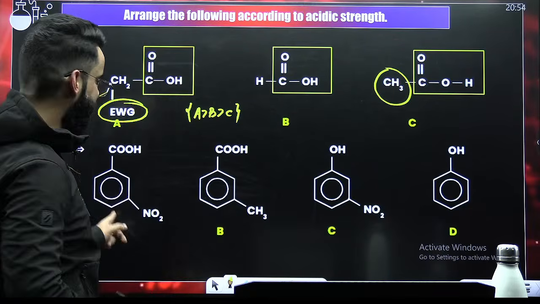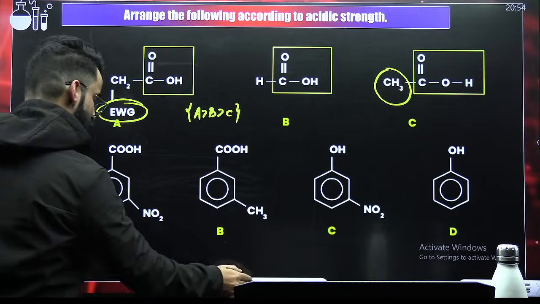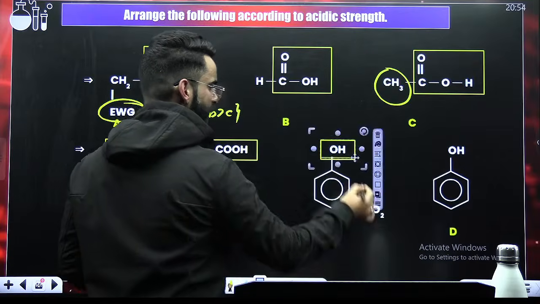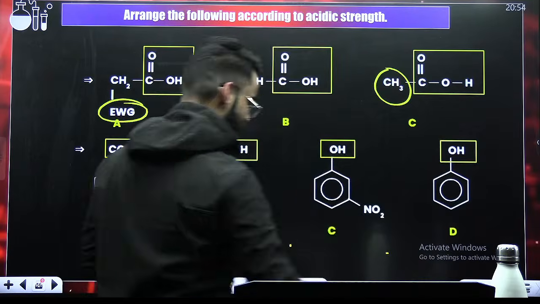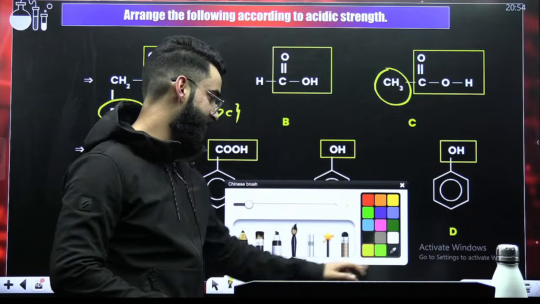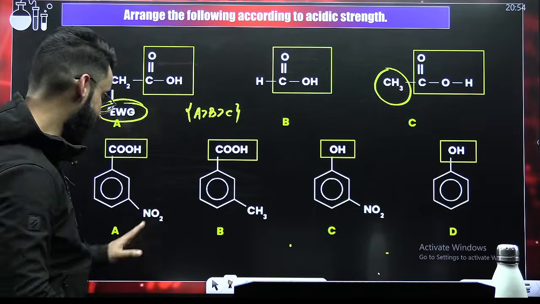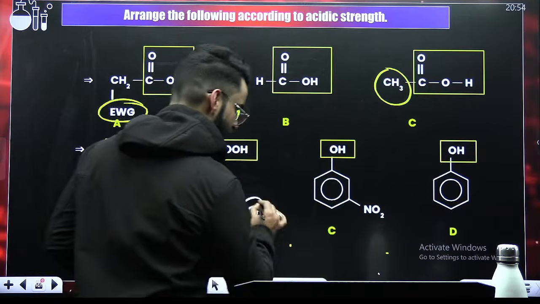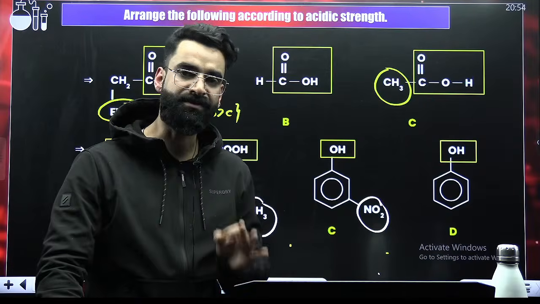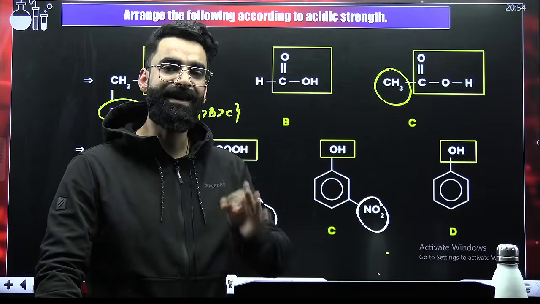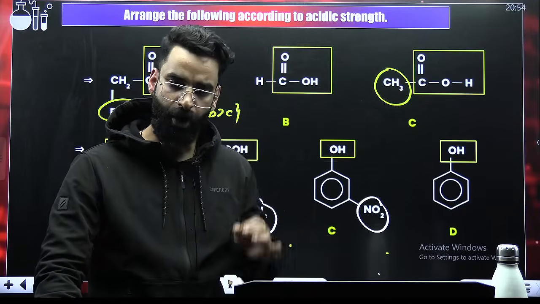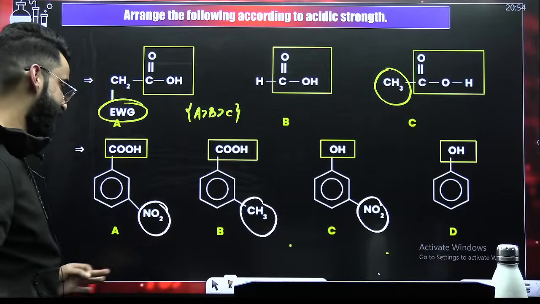Okay. Now among these four, if you look, this is your carboxylic acid. This is your carboxylic acid. This is your phenol basically. Even this is your phenol. Correct? And remember, before going into the effects, before saying which group shows which effect, remember, acidic strength of carboxylic acids is more than that of phenols.